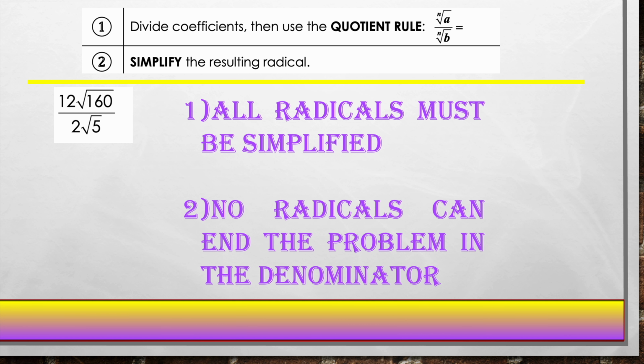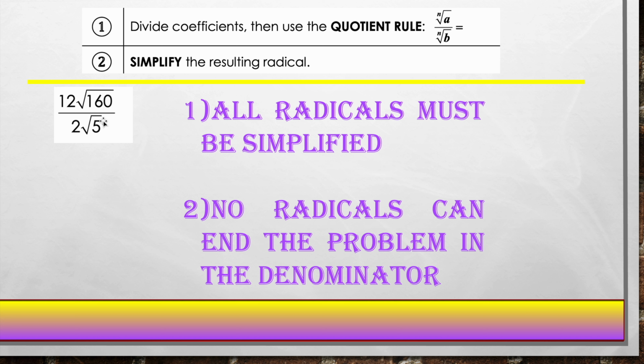All right, so today I'm going to go through how to divide radicals. Radicals is a fancy word for square root, so if you see radical, you just think root. And there's two main rules when dividing. First thing is all radicals must be simplified, so if the number could be made smaller, you need to make it smaller. And the second rule is no radical can end the problem in the denominator.